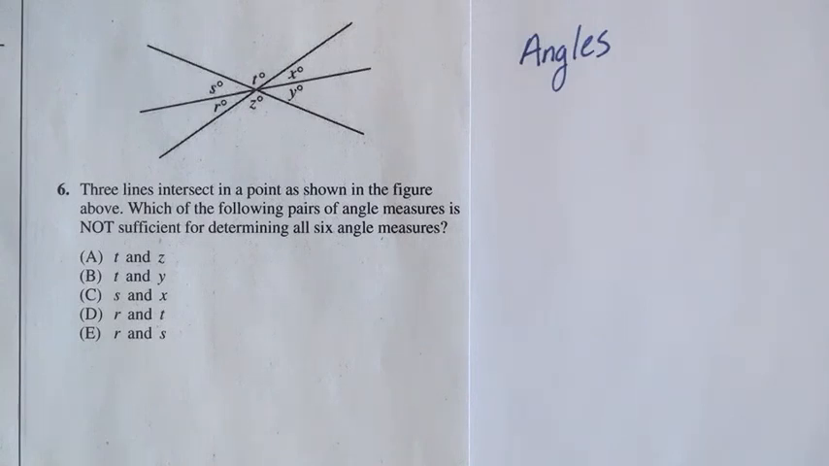Question 6 reads, 3 lines intersect in a point as shown in the figure above. Which of the following pairs of angle measures is not sufficient for determining all 6 angle measures? To handle this angles problem, your toolbox is pretty small.